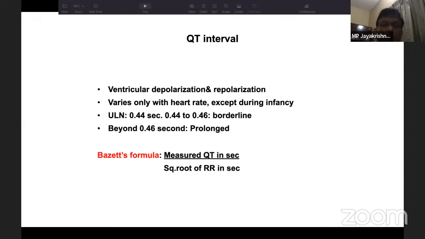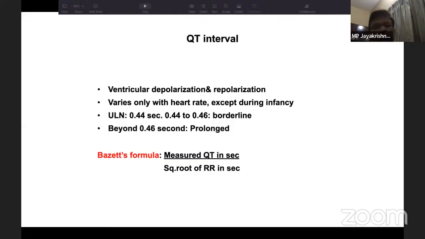So beyond that, we consider QT interval to be prolonged between 0.44 and 0.46 seconds, or 440 to 460 milliseconds. This is considered borderline, and beyond 460 milliseconds, beyond 0.46 seconds, QT interval is prolonged. As this QT interval varies with heart rate, we need to correct it for a heart rate of 60.